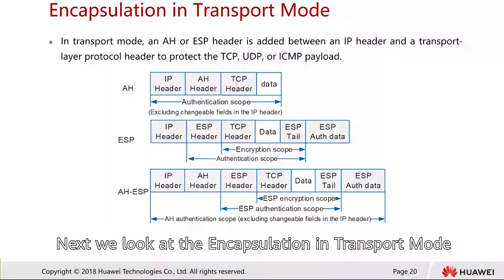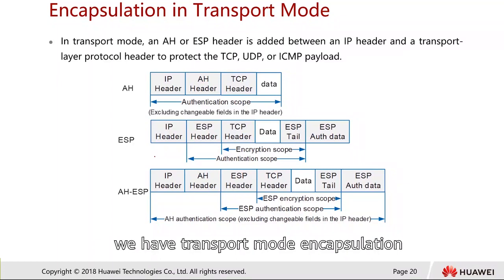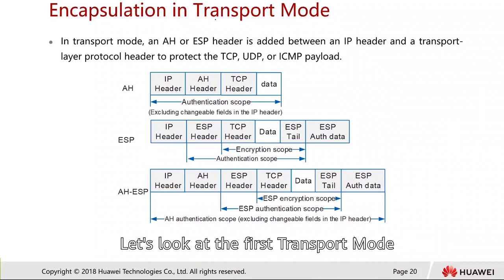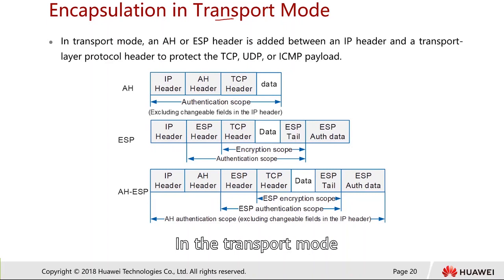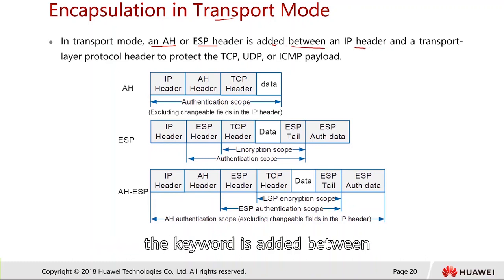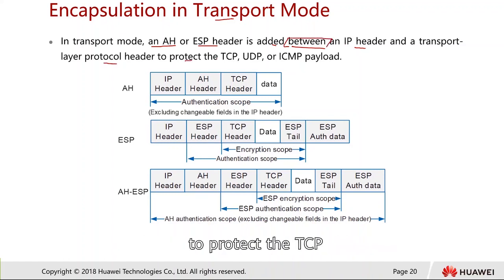All right, so next we look at the encapsulation mode. Basically, we have two types of encapsulation: transport mode encapsulation and encapsulation in tunnel mode. Let's look at the first, transport mode. In transport mode, an AH or ESP header is added between the IP header and the transport layer protocol header, okay, this is the keyword, to protect the TCP, UDP, and ICMP payload.